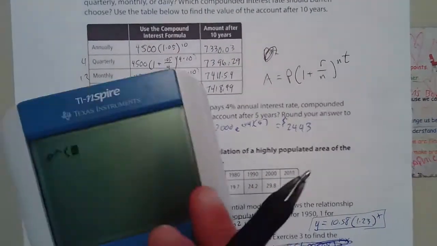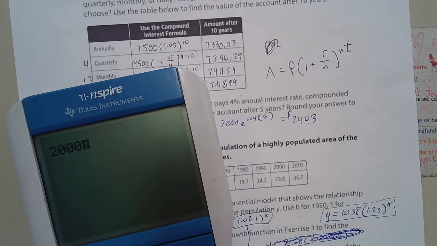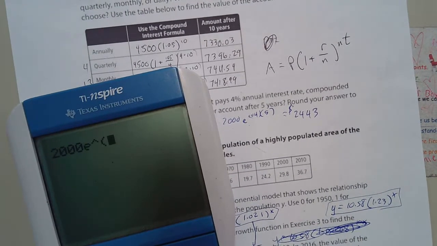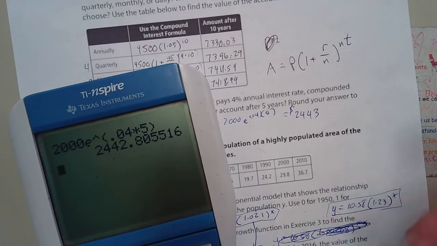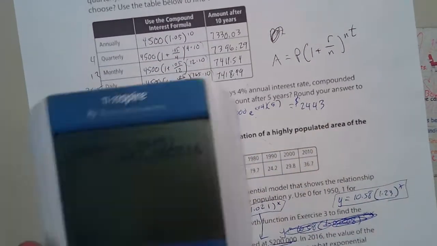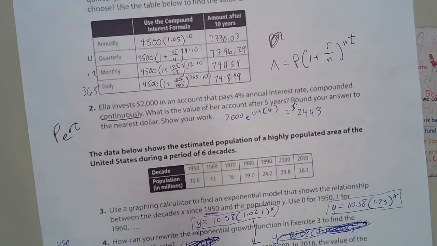So if you want to see it typed in the calculator, let's get that 2,000 in there, e to the rt, so 0.04 times 5. So that's what mine should look like. Typed it in, and then I rounded it because it says round to the nearest dollar, so I rounded it up to 24.43. And there we go.